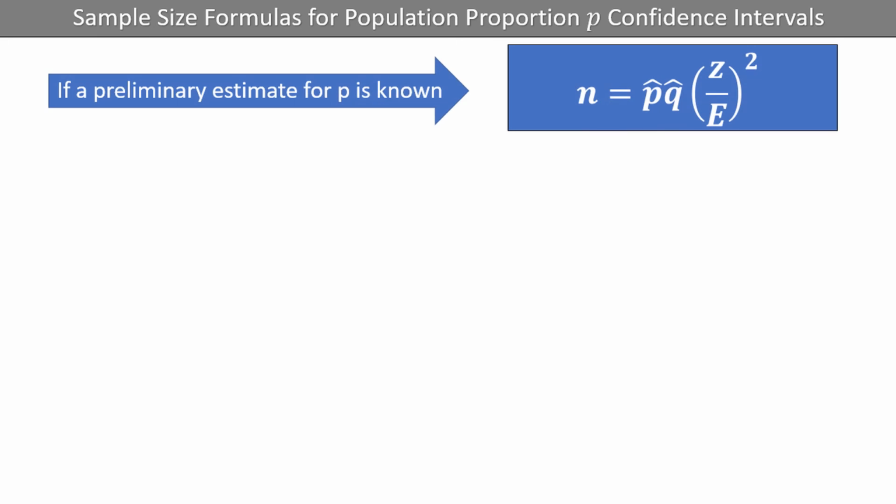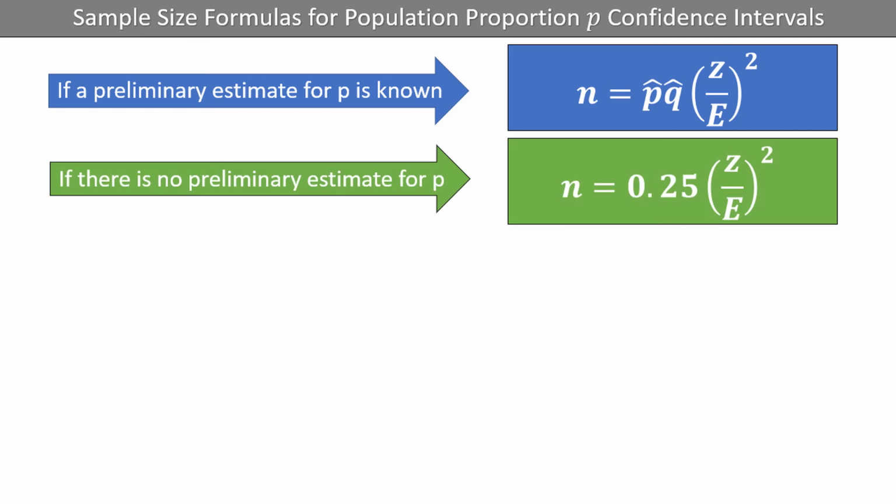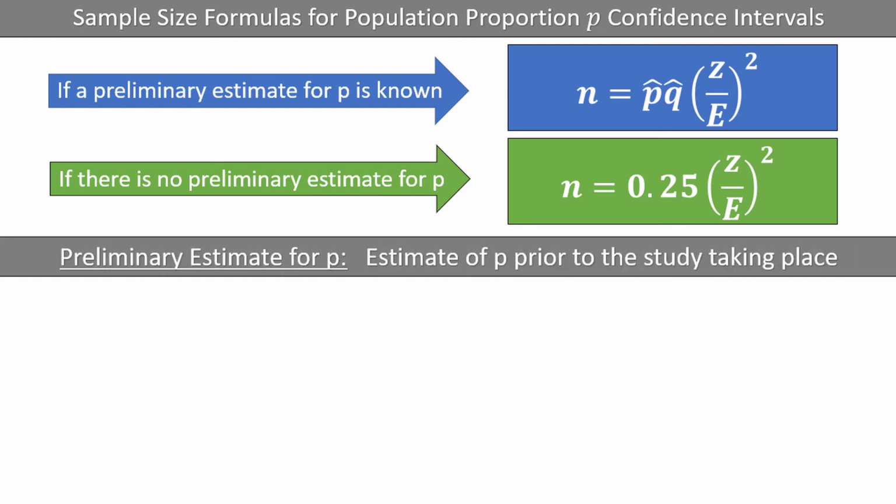There are actually two sample size formulas for population proportion confidence intervals. The first formula is n equals p hat times q hat times (z over e) squared, if you have a preliminary estimate for p. And the second formula is 0.25 times (z over e) squared, if you do not have a preliminary estimate for p.